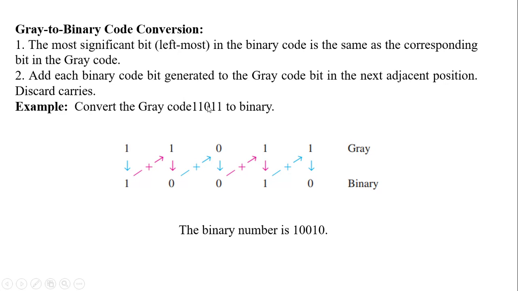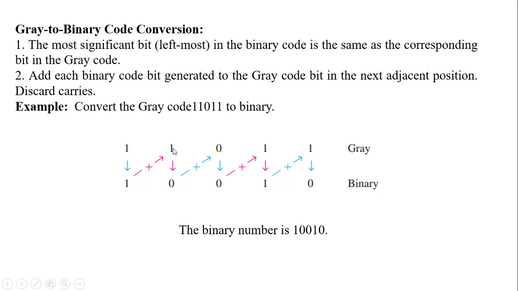Look at this example, 11011 to binary. Now we are going to convert this number into binary. So this is a gray code bit, the MSB. So this is also a binary bit. The MSBs are the same. So put it down as it is. Now add this binary bit to the next gray code bit. So 1 plus 1 is 1 0. 1 is the carry, so discard the carry and put the sum bit over here.